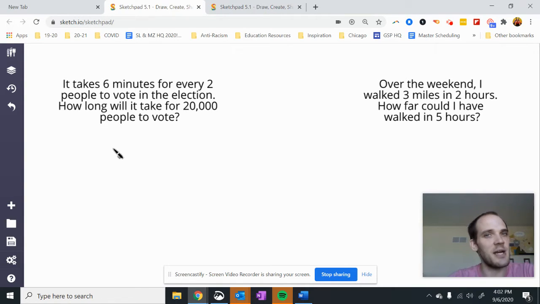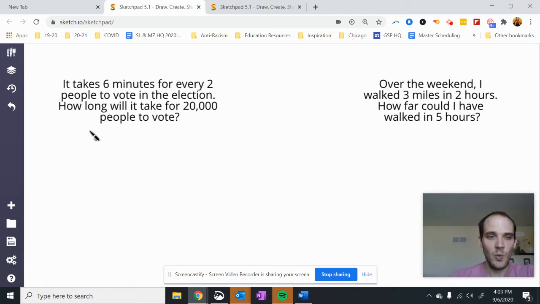We know there's an election coming up in November and you can't vote yet, but your voice is incredibly important. Let's imagine for a moment that you're trying to figure out how long it's going to take people to vote. You learn it takes 6 minutes for every 2 people to vote in the election, and you want to know how long will it take for 20,000 people to vote at your local voting station?